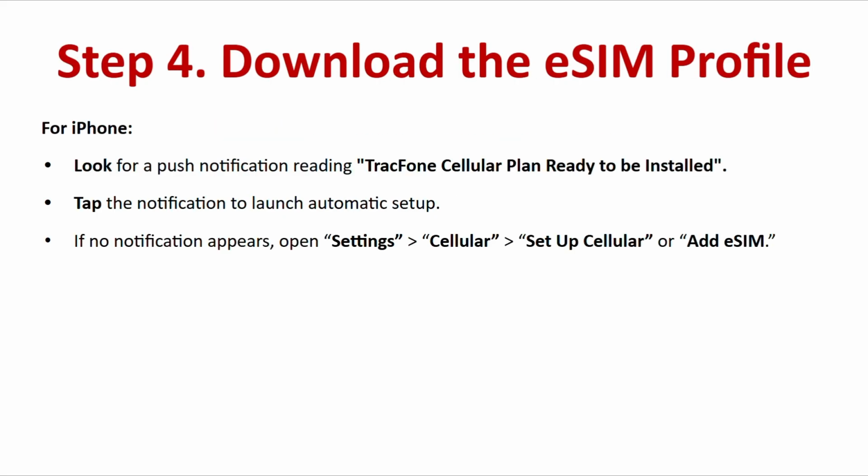Step 4. Download the eSIM profile. For iPhone, look for a push notification reading TracFone cellular plan ready to be installed. Then tap the notification to launch automatic setup. And if no notification appears, open Settings, then go to Cellular and click on Set Up Cellular or Add eSIM.